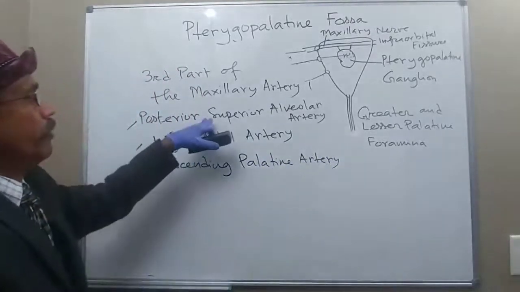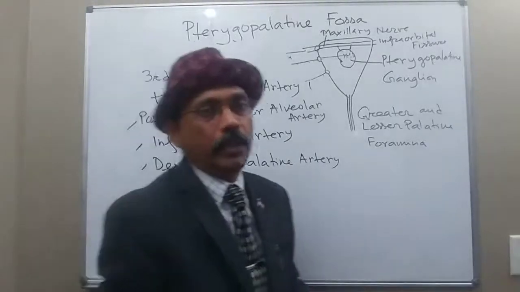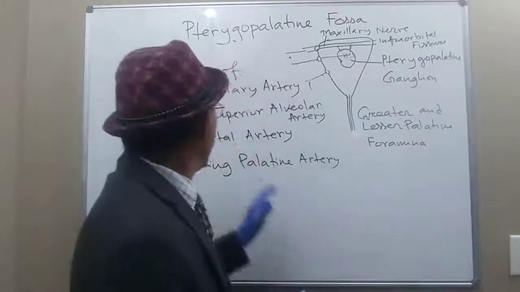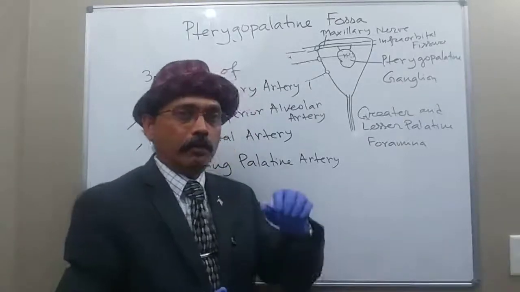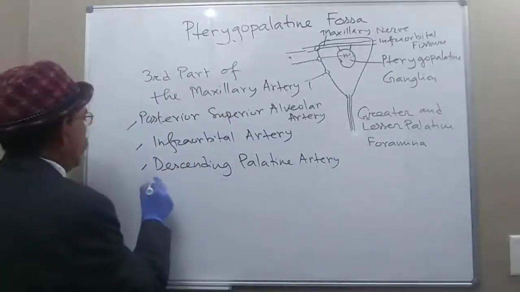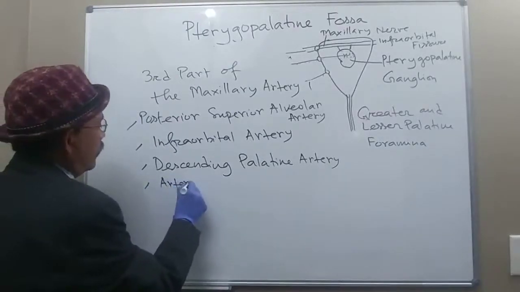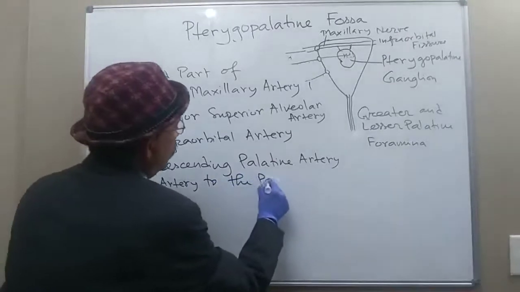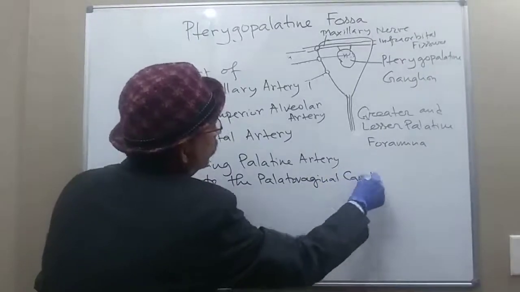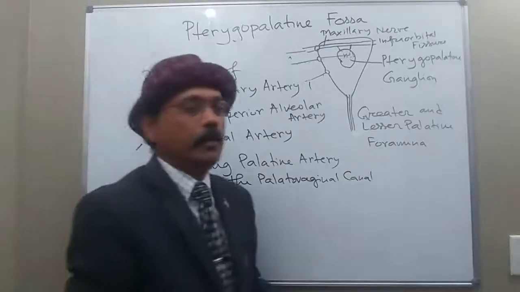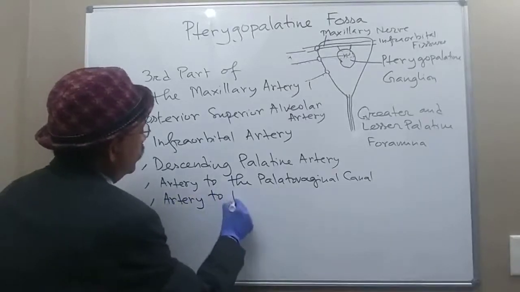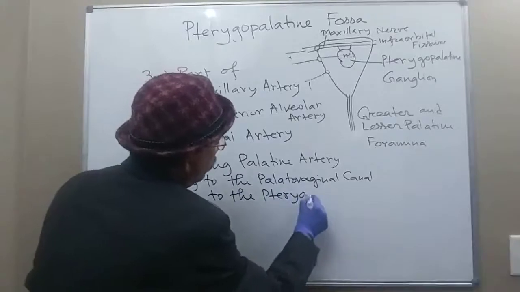Okay, the posterior superior alveolar artery supplies the molar teeth and premolar teeth. The infraorbital artery will come out through the infraorbital foramen. The descending palatine artery will follow the palatine canals along with the nerves. Okay, we got that. We have the artery to the palatovaginal canal. The palatovaginal canal artery will supply the pharynx. Okay. Even we get the artery to the pterygoid canal.